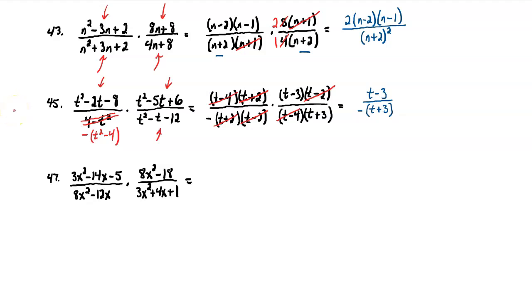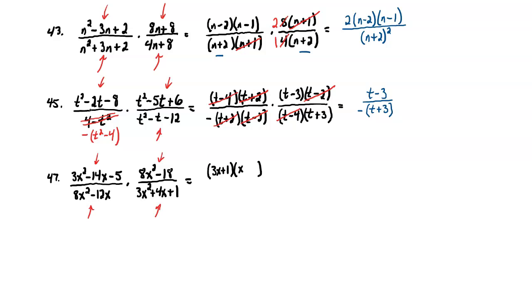Number 47. This trinomial will factor, this will factor, this will factor, and this will factor. All four components are going to factor. Trinomials factor with the two groups of parentheses. 3x times x is the 3x squared. To get negative 5, you've got to use a 5 and a 1, and you have to position them in order to get the negative 14 that's in the middle.